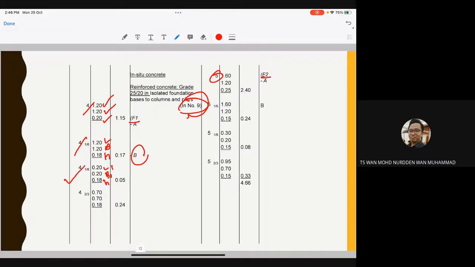And the last one is 4 times, which is 4 numbers, times with 2/3 times 0.7. How do we get 0.7? It is 1.2 (L) plus L1 0.2, divided by 2. So 1.2 plus 0.2 is 1.4, divided by 2 is 0.7. That's how it is. Still, for this one the small h is 0.18. And the same situation goes to this one. That is the way when we come across a frustum.